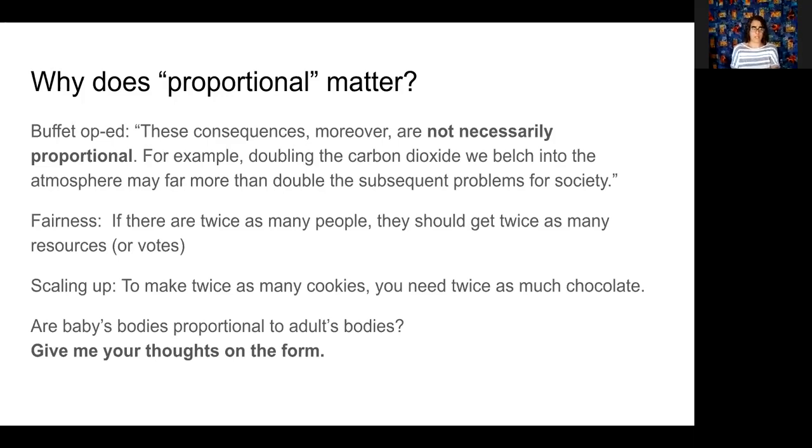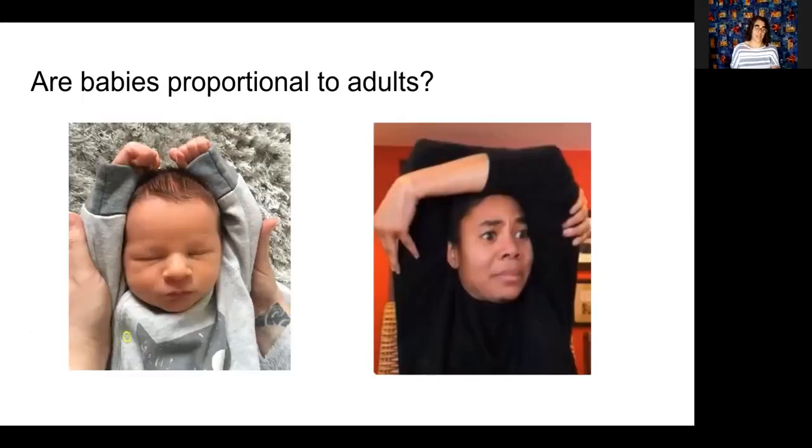Think about babies. Do you think babies' bodies are in proportion to adults' bodies? If you took a baby and you scaled them up to adult size, would they look like adults? Give me your thoughts quickly on the form. I love these pictures. If a baby tries to put their hands over their head, their hands don't even touch. Whereas an adult, you can certainly put your hands over your head and there's lots of room.